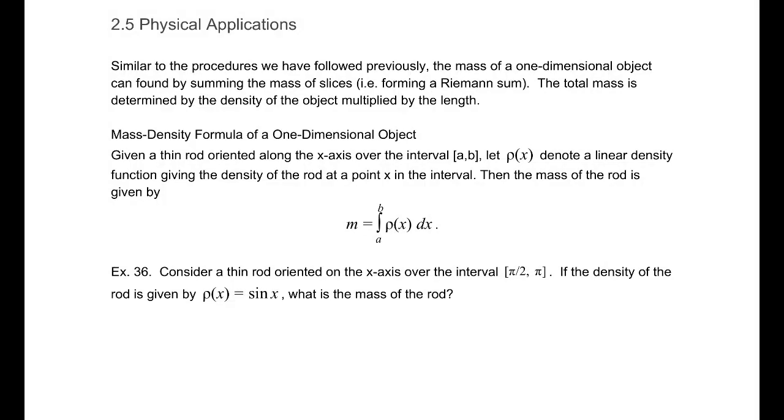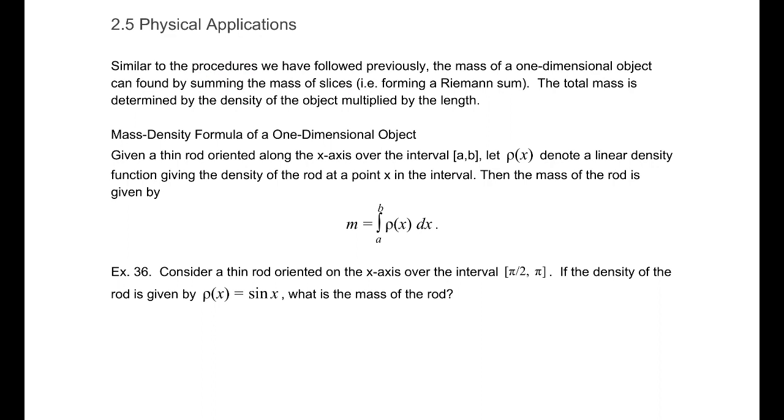Section 2.5, Physical Applications. As we've done previously, we are going to create a Riemann sum. In this case, we're going to be finding mass. So we are going to take the mass of a slice, and we will sum it. That's where our Riemann sum is going to come in: our infinite number of tiny, tiny slices.